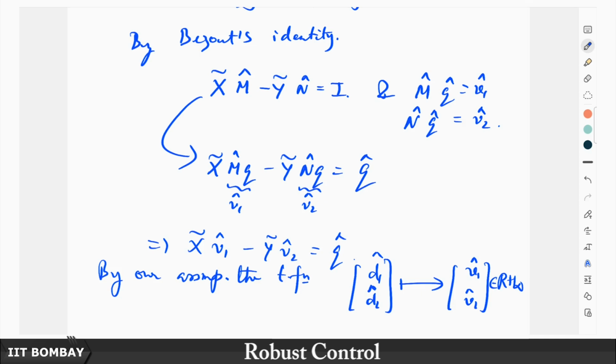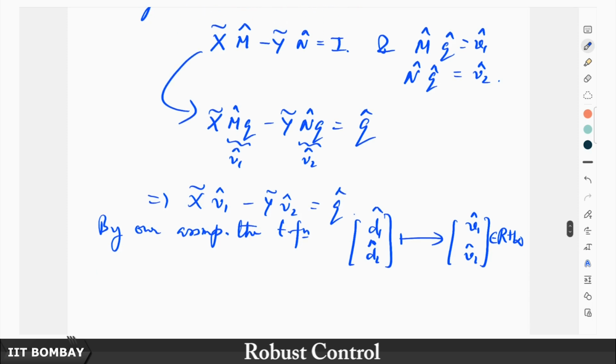So, if you go about it in this fashion, like transitivity, the map from d1, d2 to v1, v2 is in RH infinity. The map from v1, v2 to q is also in RH infinity. Therefore, because these are compositions of maps, both of which are in RH infinity, compositions of maps in RH infinity would also result in a map that is in RH infinity. Hence, we can say that this entire map from d1 hat, d2 hat to q hat at least. We will fill out the other part.